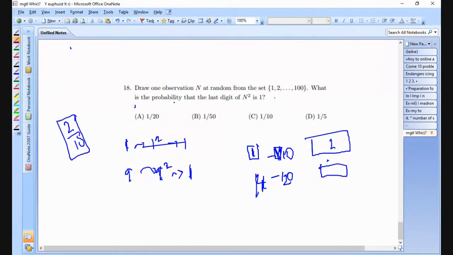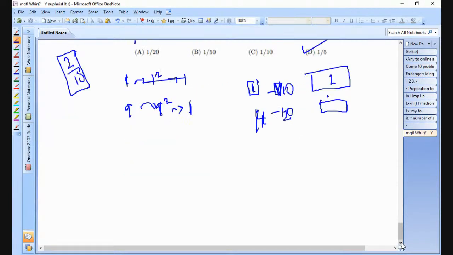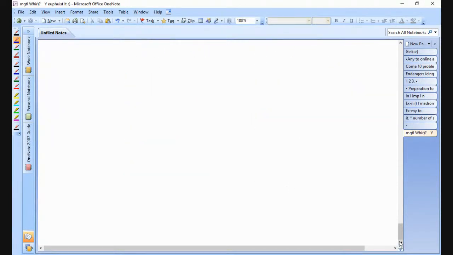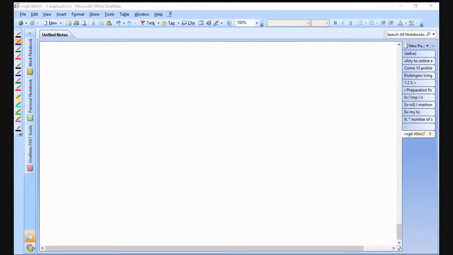Instead of counting 2 into 10 by 10 into 10, we are counting 2 by 10 because it's uniformly behaving in each of the places. Okay? Perfect. I hope you understood the idea. It's a very basic idea, but it's the classical probability problem. Perfect. Let's move on to problem 19th.